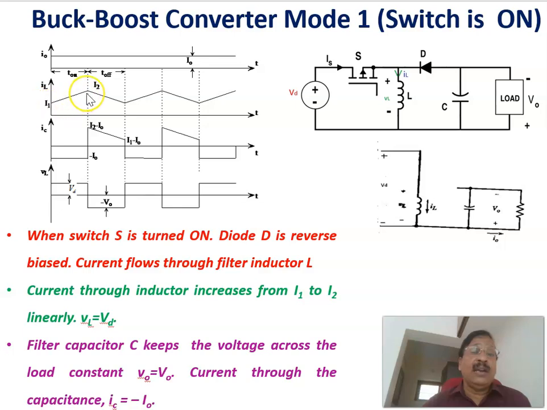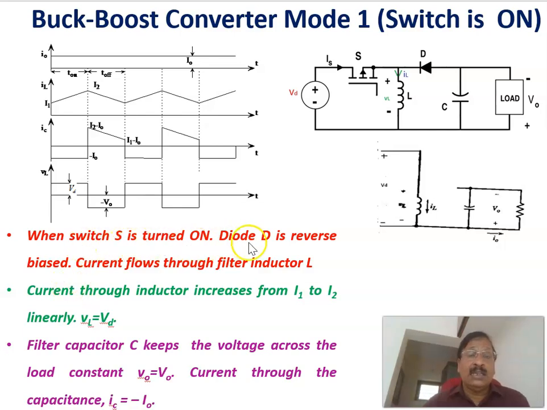The current is increasing from I1 to I2, and of course the load current is assumed to be constant. That is why that is to be supplied by the capacitor. The capacitor is discharging a constant current that is going through the load. So the capacitor current is given by minus I0, and the voltage across the inductor is equal to plus Vd, and the current through the inductor has a positive slope, because VL equals L diL/dt. Since the voltage is positive, diL/dt is positive. Therefore, the current is building up from I1 to I2, and the load current is assumed to be constant.